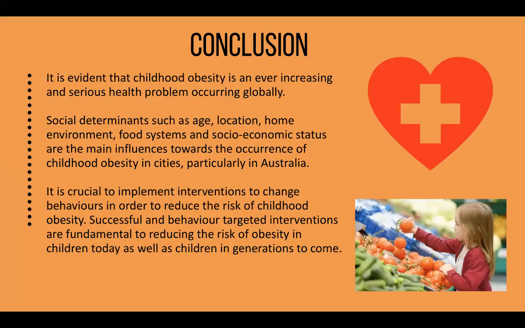Conclusion. It is evident that childhood obesity is an ever-increasing and serious health problem occurring globally. Social determinants such as age, location, home environment, food systems, and socioeconomic status are the main influence towards the occurrence of childhood obesity in cities, particularly in Australia. It is crucial to implement interventions to change behaviours in order to reduce the risk of childhood obesity. Successful and behaviour-targeted interventions are fundamental to reducing the risk of obesity in children today, as well as children in generations to come.